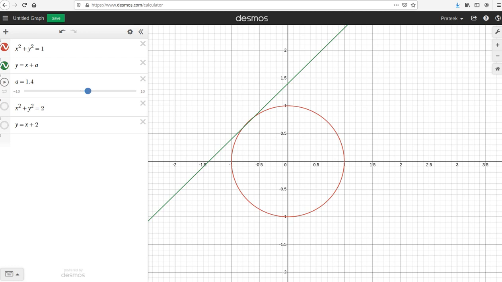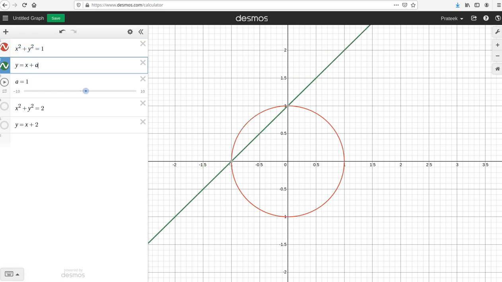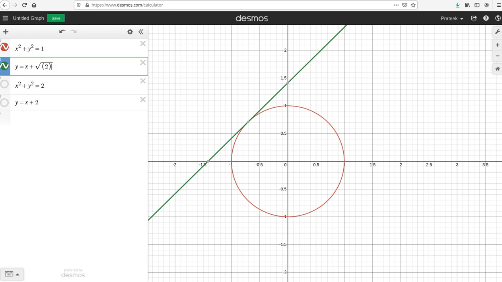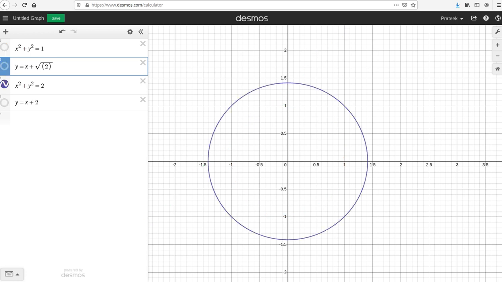So that means you're going to have to solve x squared plus y squared equals 1 and y equals x plus 1. Now for example here, let's see if you can find a pattern. In this particular case, it's going to happen exactly at x plus square root of 2. Now let's say I use a different circle. I use x squared plus y squared equals 2. Then this is going to happen at y equals x plus 2.